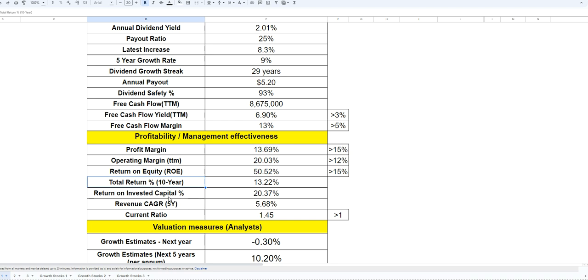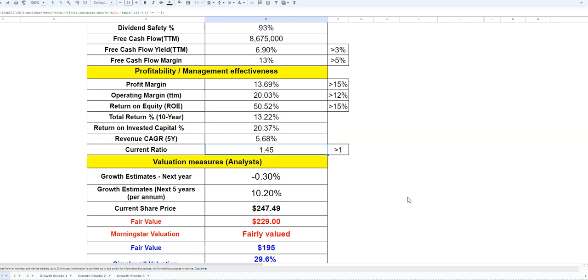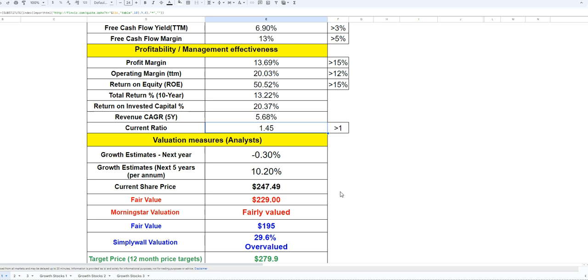So return on invested capital is about 20%, and the 5-year compound annual growth rate in terms of revenue is about 6%. Current ratio is way above 1, which is quite nice. So that means they have enough liquid assets they can liquidate in the next 12 months if they need to pay off any liabilities. Next year, they're expecting the earnings to decline by less than 1%. And then the growth estimates for the next 5 years per annum, so that's every single year, is about 10%.